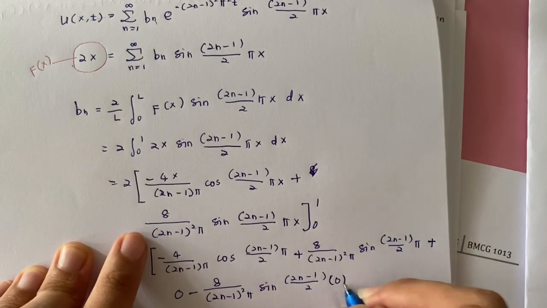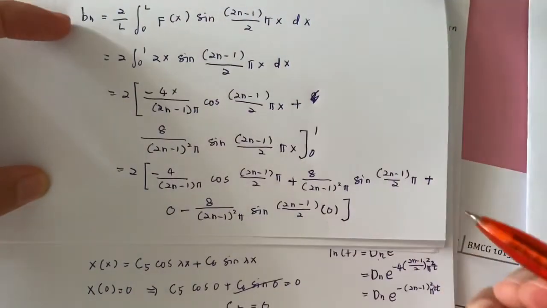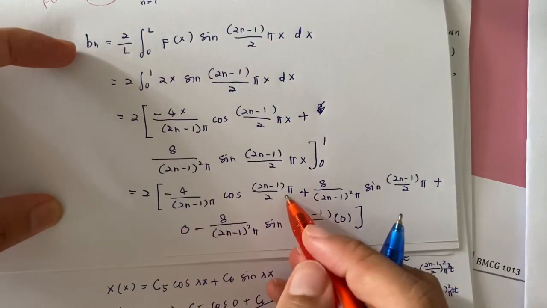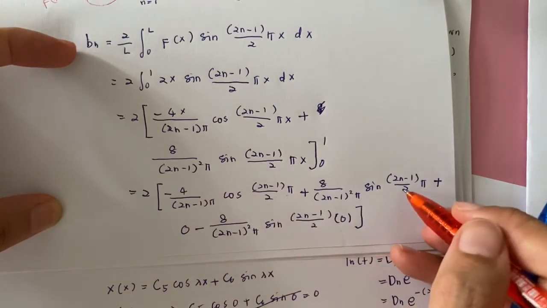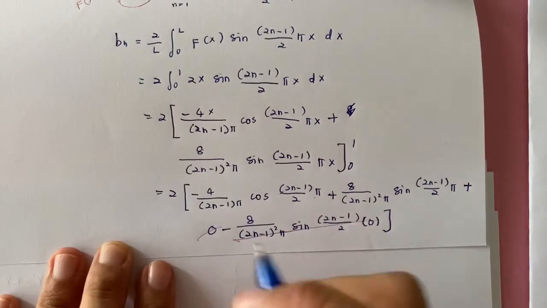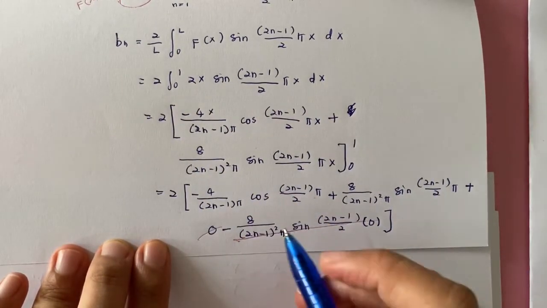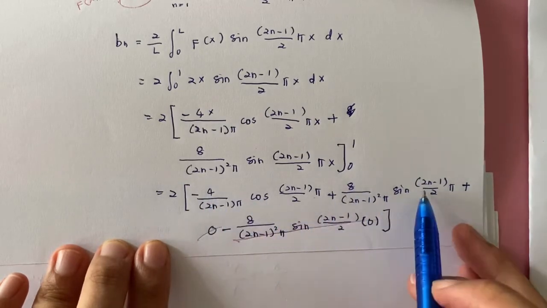This is 0. Okay. So you have cos of this value and then sine of this, and then you have sine 0. Sine 0 is equal to 0. Okay, so we have Bn is equal to this. Since this is equal to 0, we just need to consider this 2.